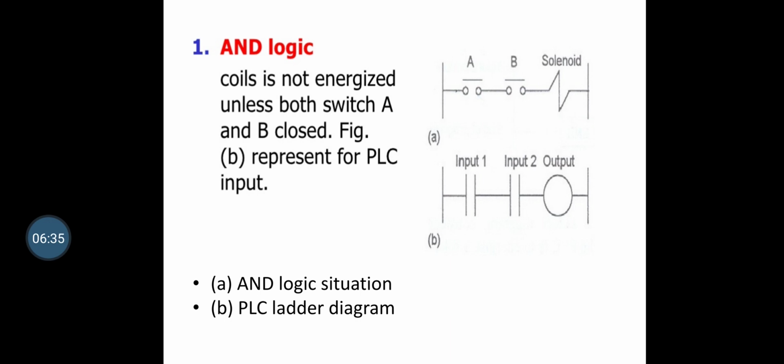In the AND gate, the AND logic shows diagram A and diagram B. Diagram A is the AND logic situation, and diagram B is the ladder diagram. Inputs 1 and 2 give the output. The coil is not energized unless both switches A and B are closed. We are going to see that in detail.